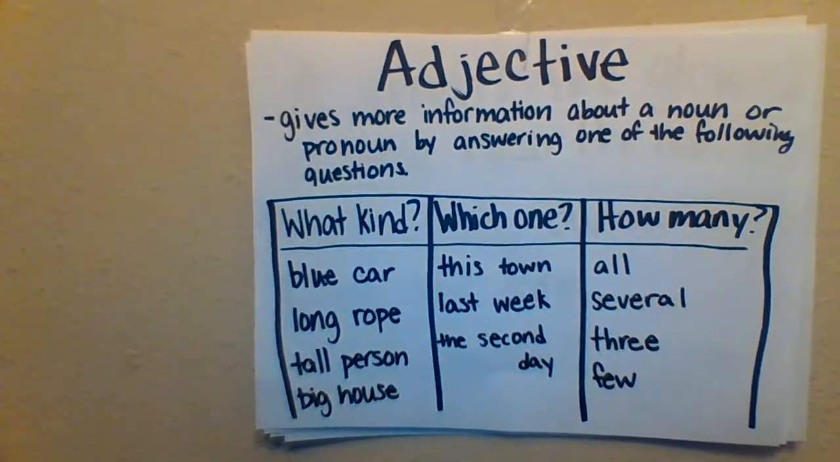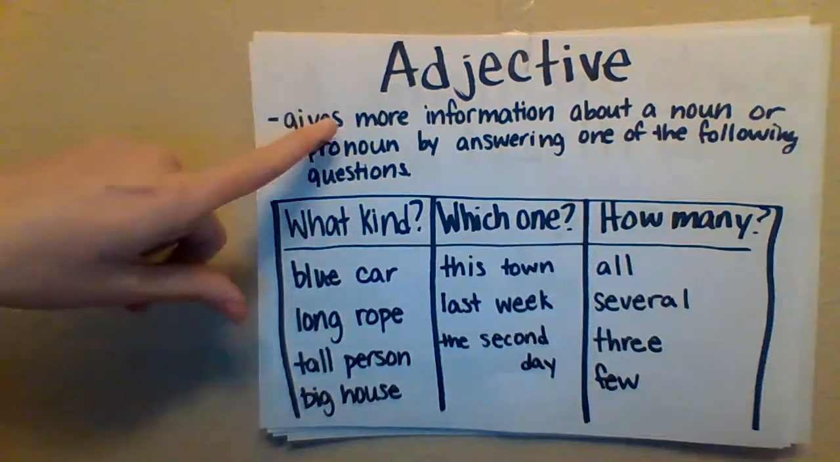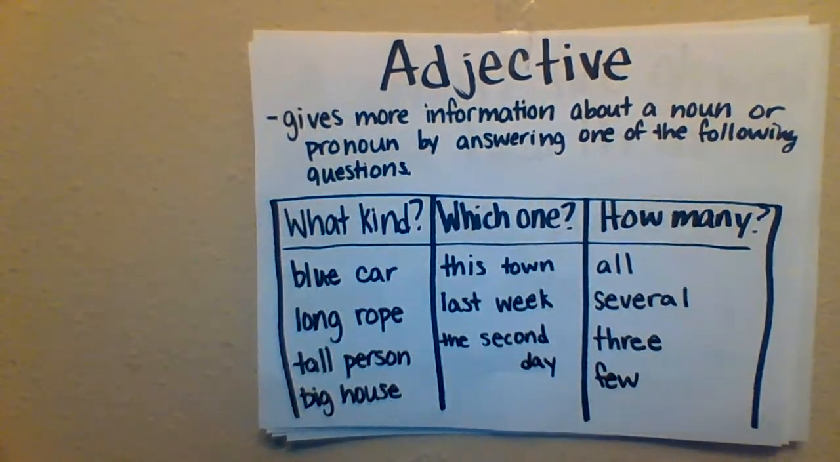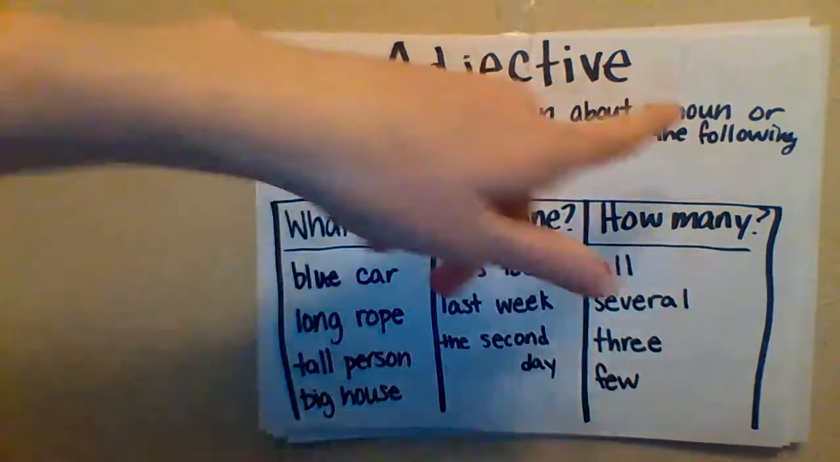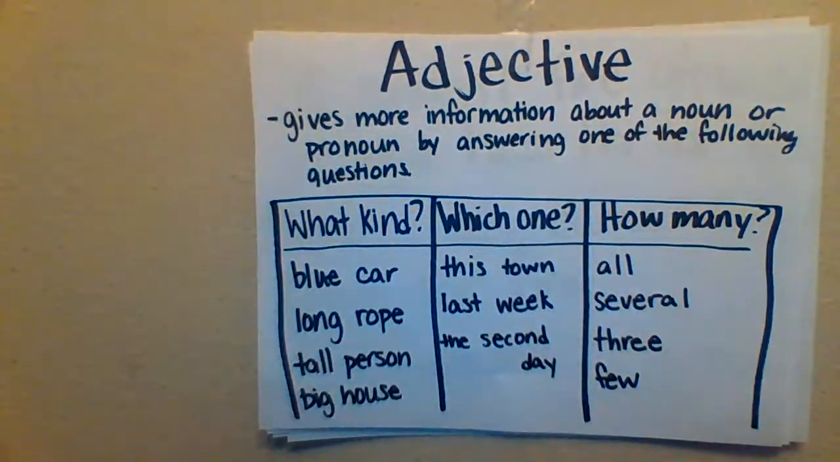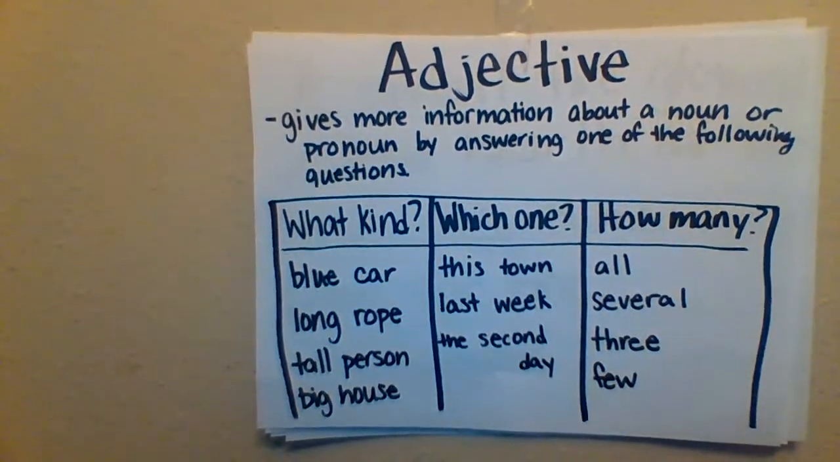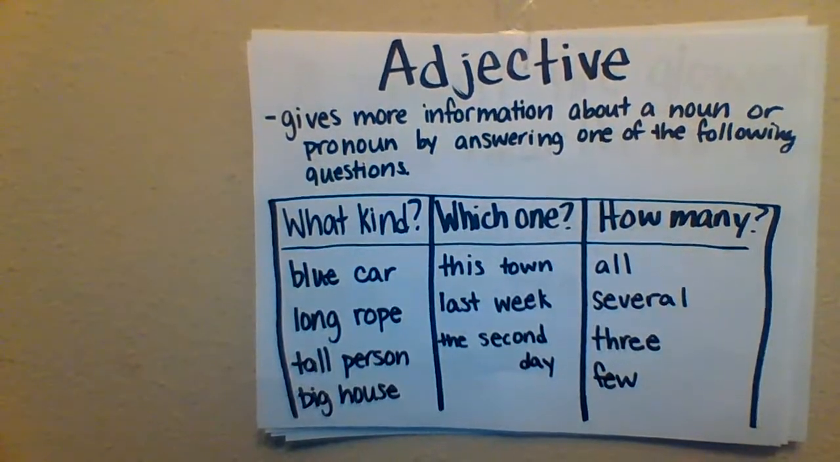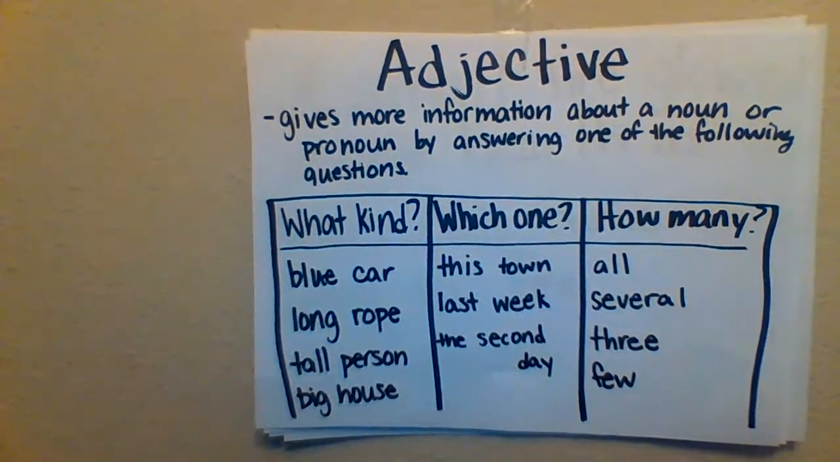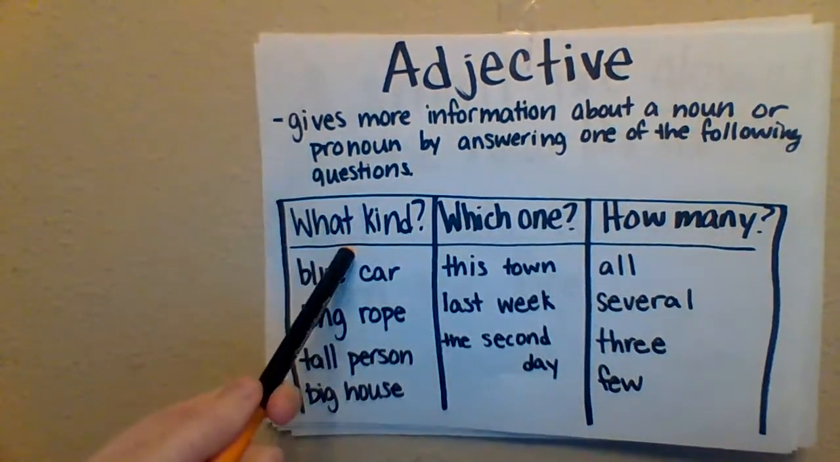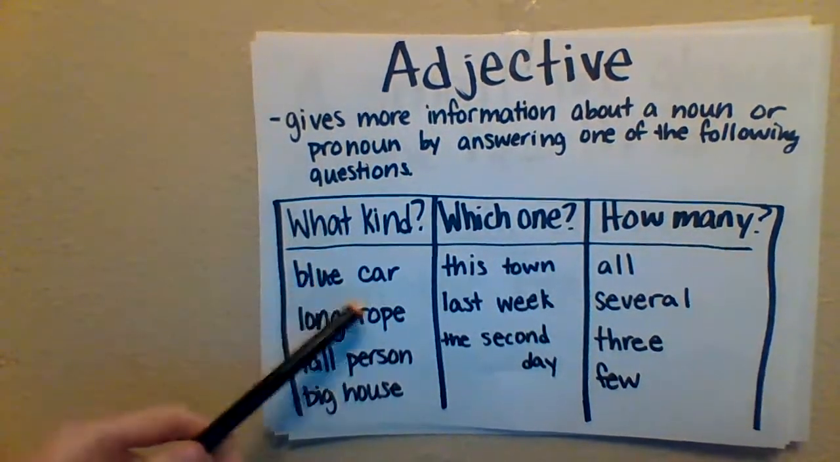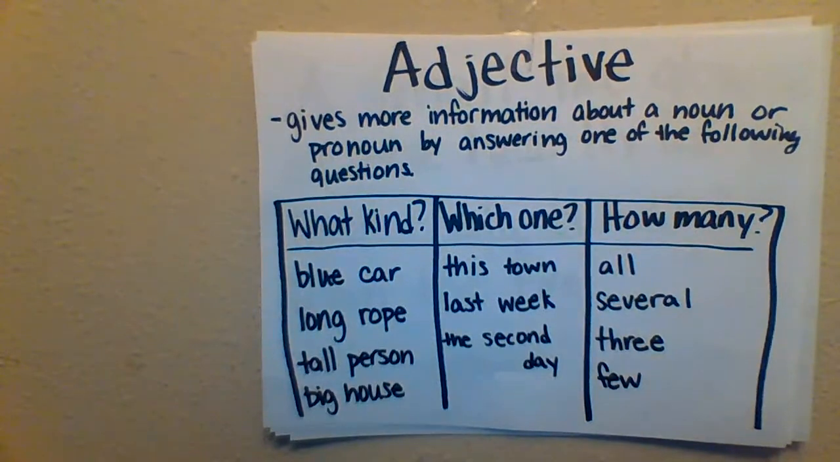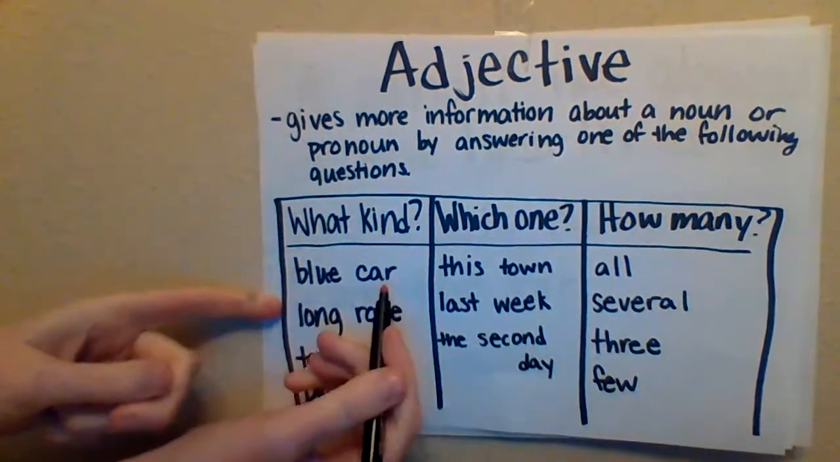An adjective is a part of speech that gives you more information about a noun or a pronoun. Let's just focus on a noun today. It gives more information about a noun by answering one of the following questions. So an adjective could answer the question of what kind. So on this, I'm going to go ahead and underline our nouns in orange.